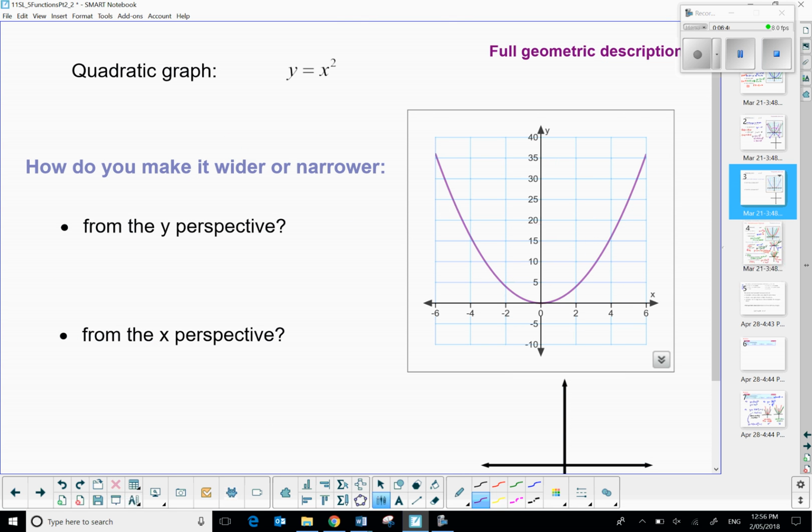The next one, if we want to make it wider or narrower, we want to stretch these. So in this case, we're getting a stretch and our graph no longer looks the same. So there's a change in shape.